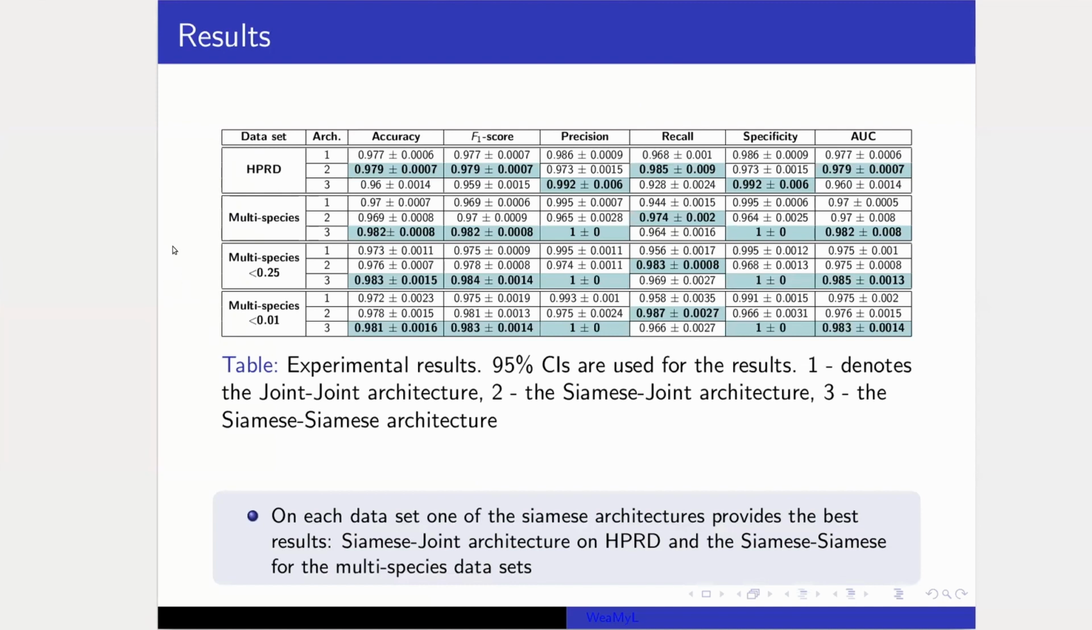And this table shows the results that we have obtained on the four datasets and on each of the three architectures. One denotes the baseline early fusion architecture, while two and three are the Siamese ones. We can see by looking at the table that on all datasets, the best result is obtained by one of the Siamese architectures, thus suggesting that having such an architecture can improve the performance and better model the relationships between the two proteins in the pair.